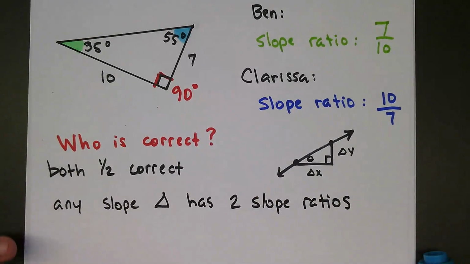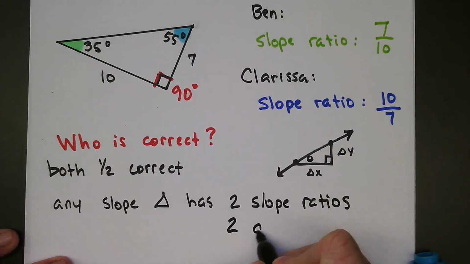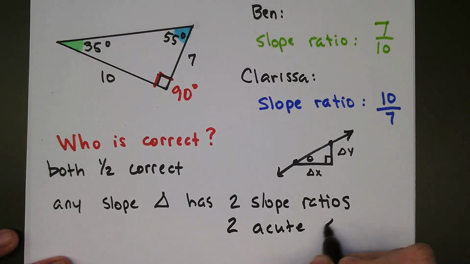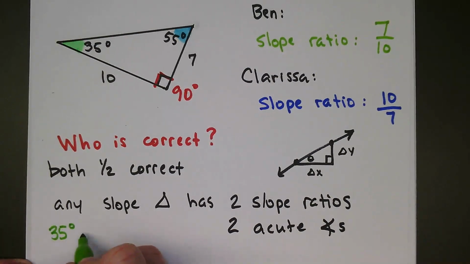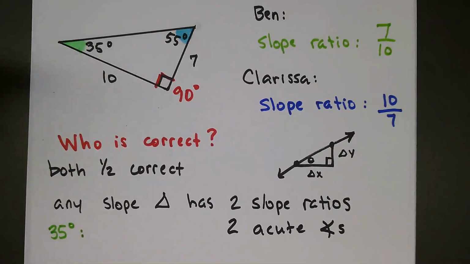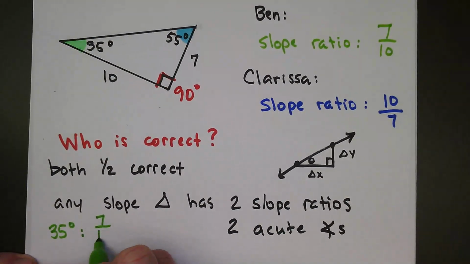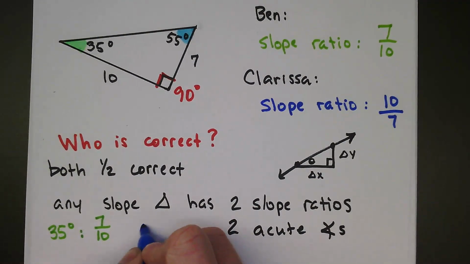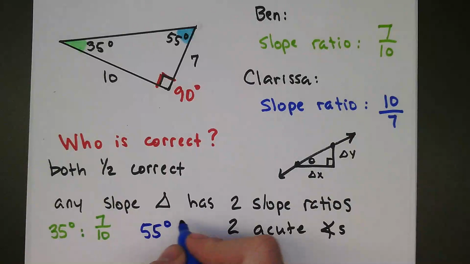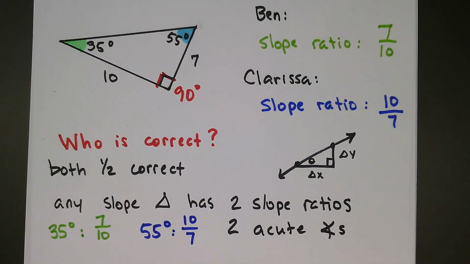And the reason it has two slope ratios is it has two acute angles. All right, we have a 55 and we have a 35-degree angle. So if I look at this from the perspective of the 35-degree angle, then my slope ratio from here is going to be 7/10. But if I change that and go to the 55-degree angle, then it's going to be 10/7. So they're both right, but they just didn't see it from the other person's perspective.